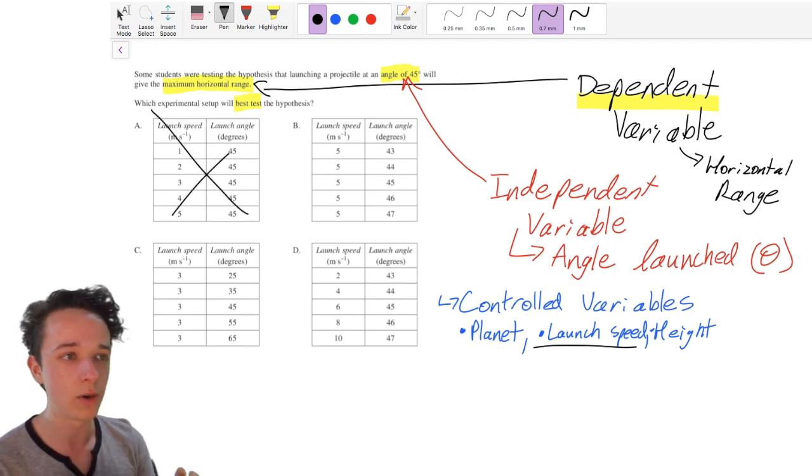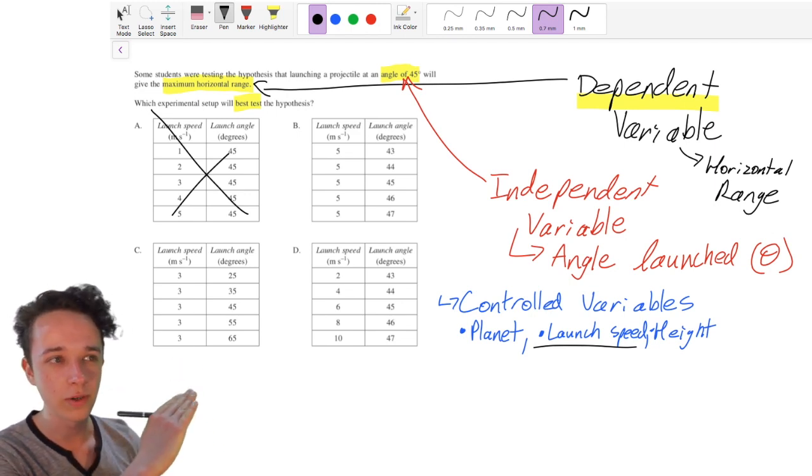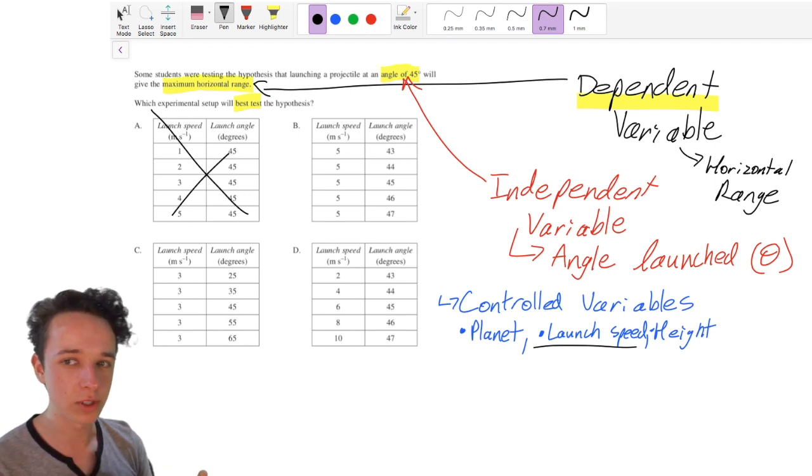So no. And remember, the purpose of the experiment is to test the hypothesis as to whether launching a projectile at an angle of 45 degrees will result in the maximum horizontal range, as opposed to other angles.